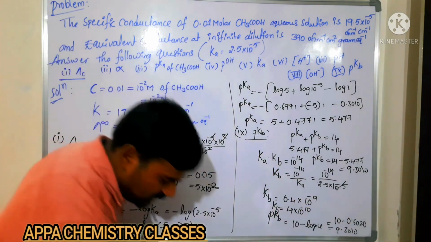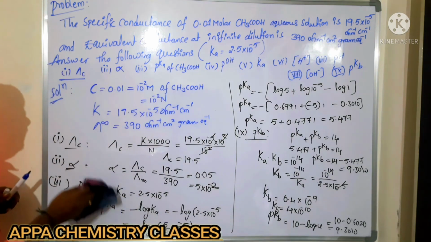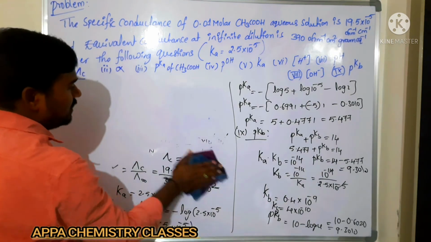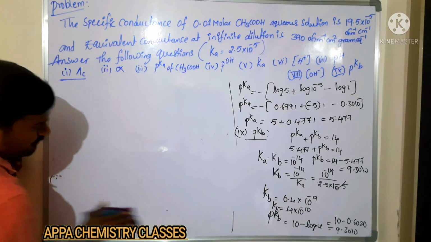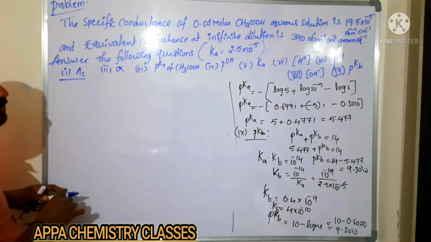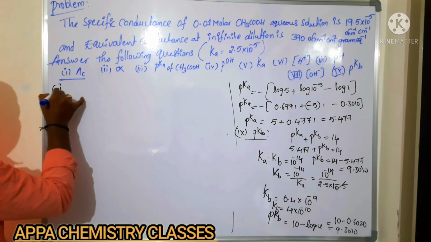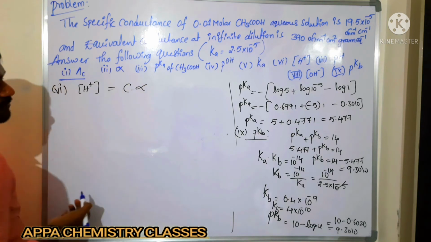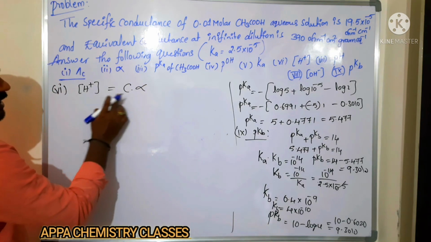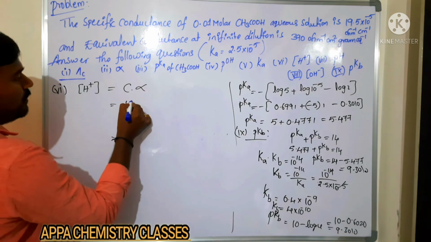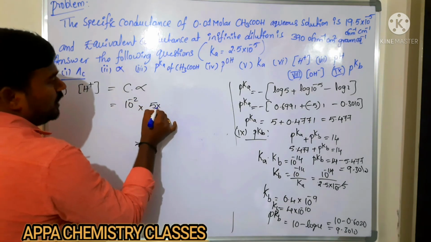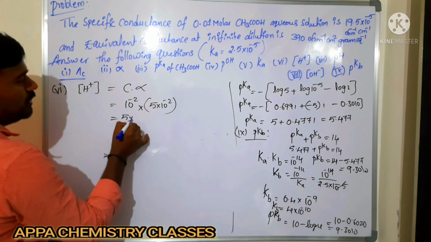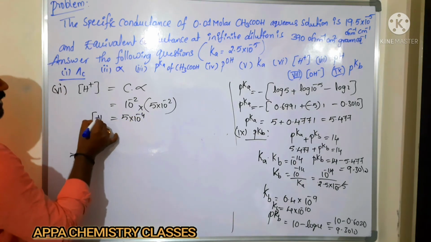Is that clear? So that is the way you need to calculate the pKb value. Next we are going to calculate the H plus ion concentration, most important, that is the sixth one. How are we going to calculate H plus? C into alpha. So what is the formula for H plus ion? C into alpha. C here is 10 power minus 2. Alpha is 5 into 10 power minus 2, just now we got the alpha value. So from this, 5 into 10 power minus 4, that is the H plus ion.